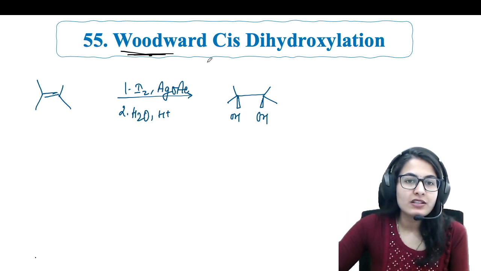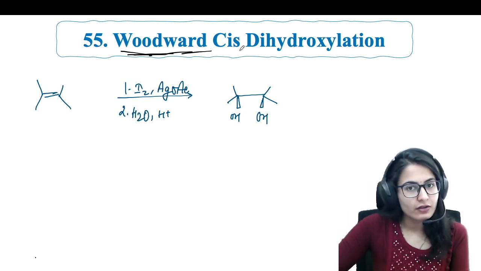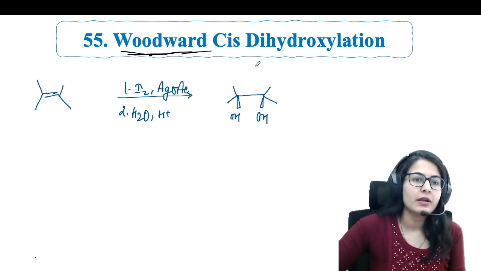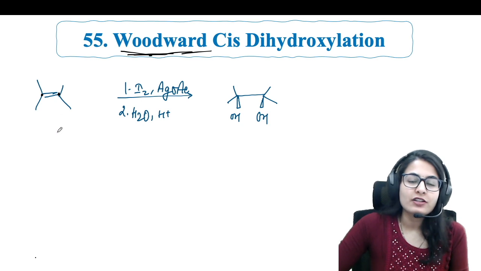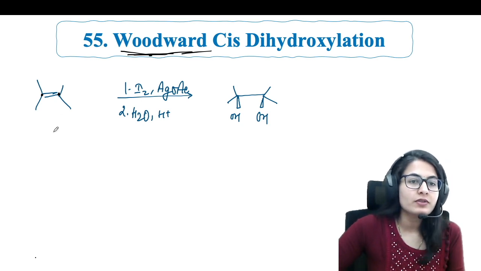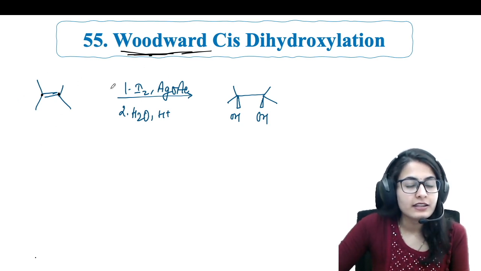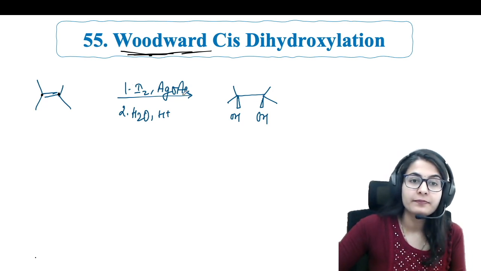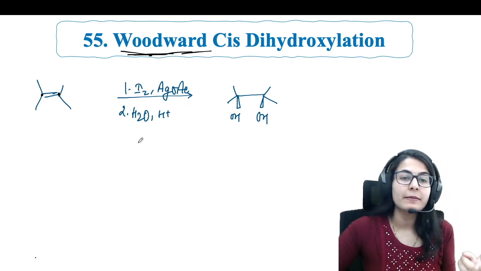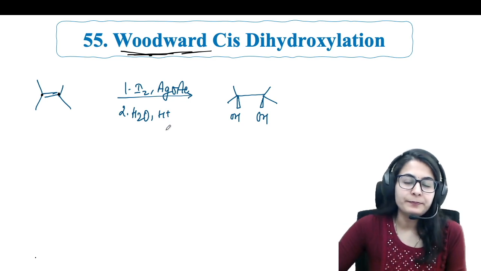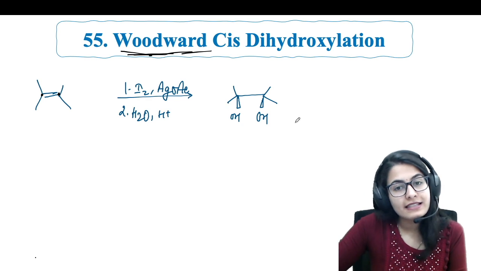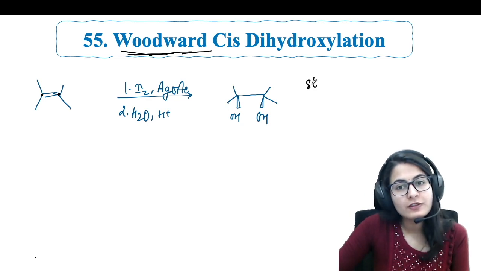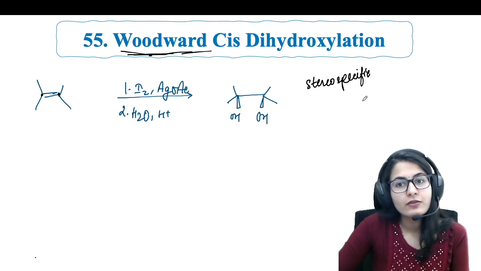So first one is Woodward cis dihydroxylation, and it's a very simple mechanism. Let's say you are starting with a tetra substituted alkene like this. In the first step, you provide iodine and silver acetate, and in the second step, water as well as acid, so acidic workup. You are going to get the cis diols. This is a stereospecific reaction. Take care of that.